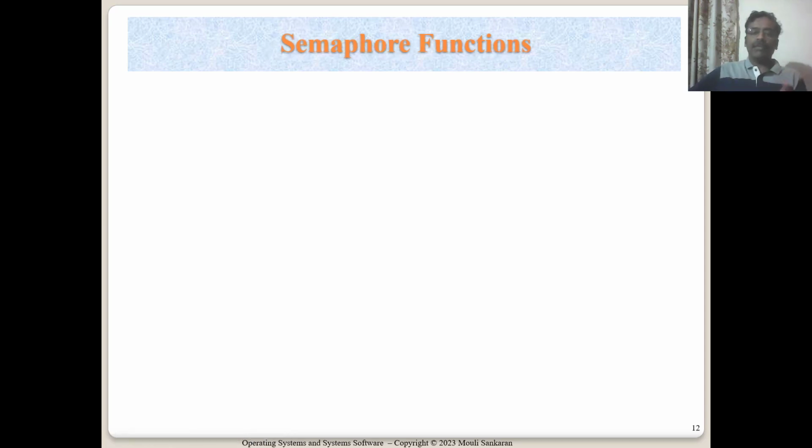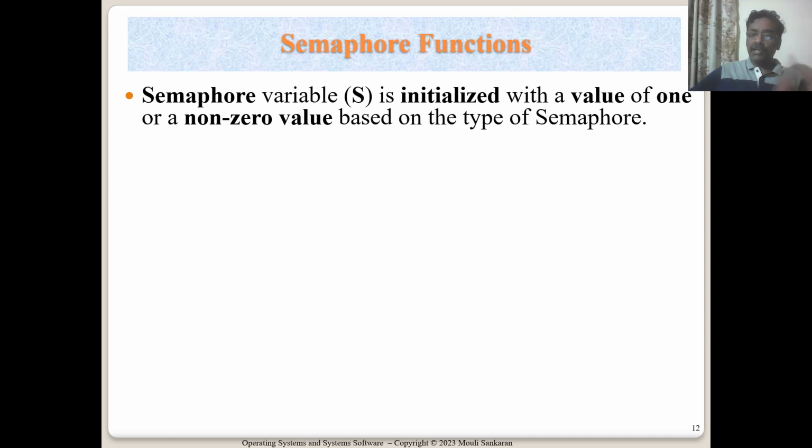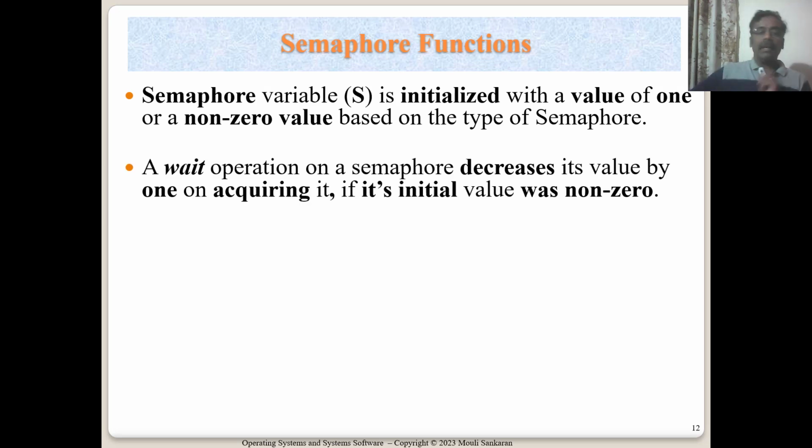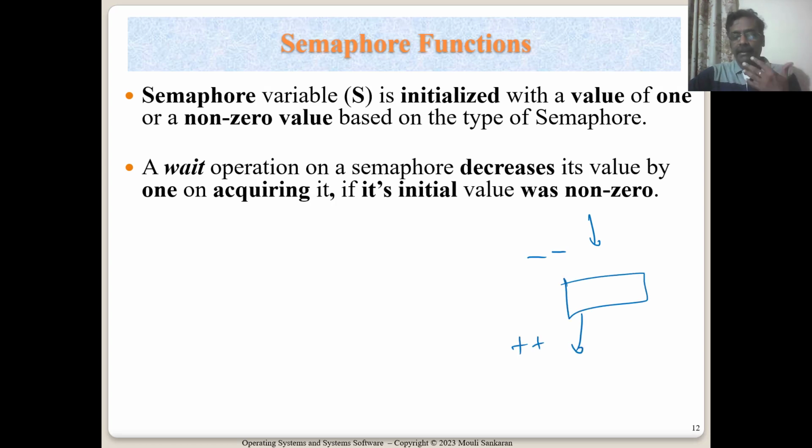So semaphore functions: the semaphore variable S is initialized with a value of 1 if it happens to be a binary semaphore, or a non-zero value if it is a counting semaphore. When they say non-zero, it also implies that it's a positive value. The wait operation on a semaphore decreases its value, so when you come in waiting, you decrement it. When you go out after using the critical section, you increment it, to indicate that the semaphore is now free, it's not busy.